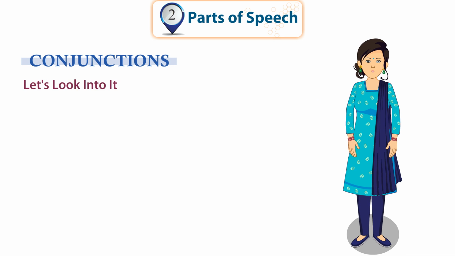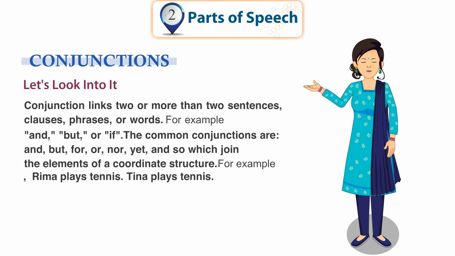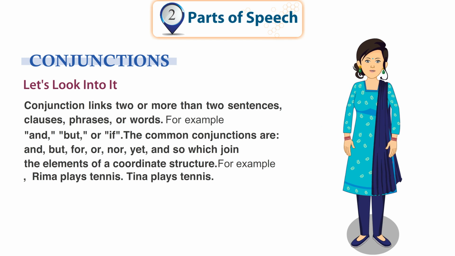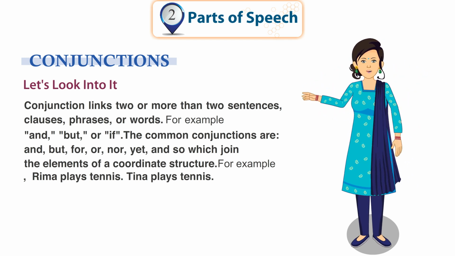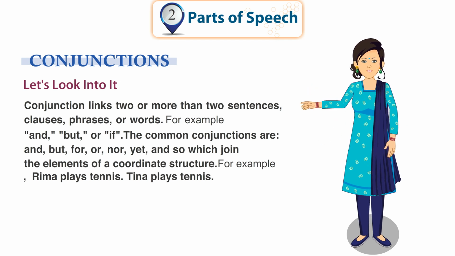Conjunctions. Let's look into it. A conjunction links two or more sentences, clauses, phrases, or words. For example, and, but, or, if. The common conjunctions are and, but, for, or, nor, yet, and so, which join the elements of a coordinate structure.